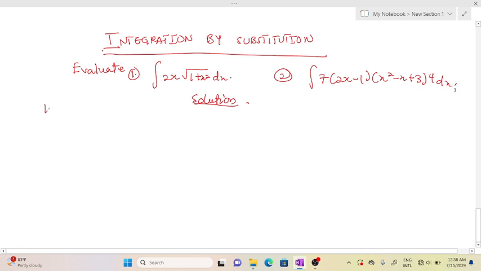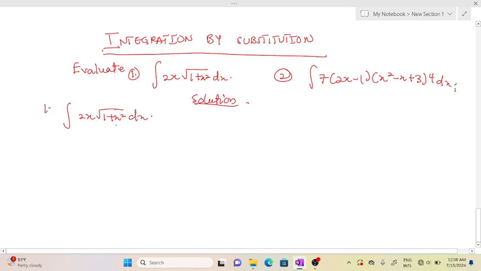So, my first one, I have the integral of 2x square root of 1 plus x squared dx. One may ask, when do we use the substitution method? The substitution method is used when one function is the derivative of the other. Okay, so realize that this 2x is the derivative of what? x squared, right? Or the derivative is within this function.